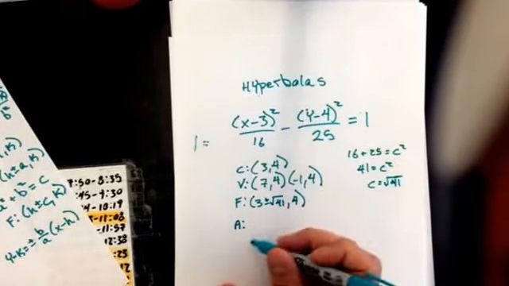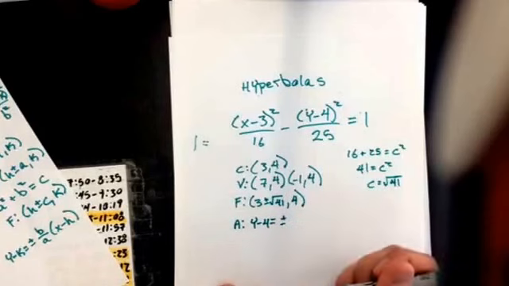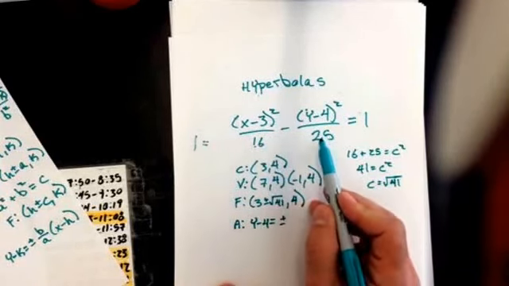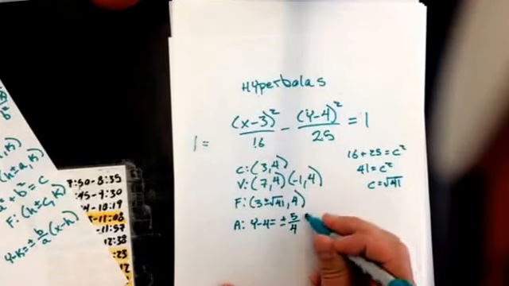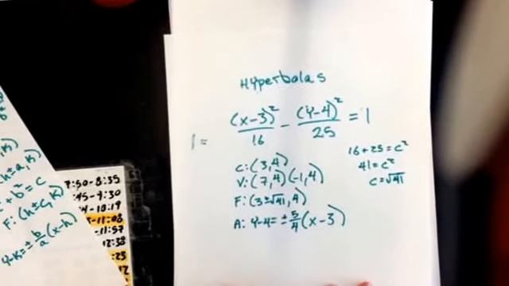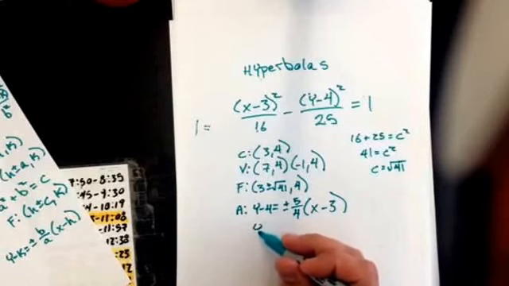And then I'm going to do my asymptotes. The asymptotes are going to be y minus k, which is right here, y minus 4, equals positive and negative. On this one, it's going to be b over a. So b is 5, a is 4, x minus h.